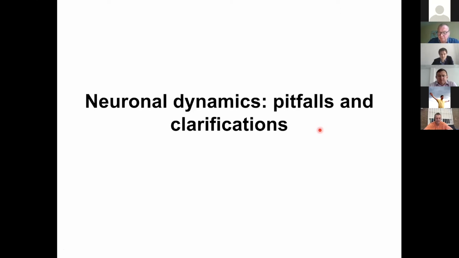So the word dynamics is used in various ways in neurophysiology. So the most general meaning is that this is something changing in time. But more recently, neuronal dynamics started to be used in some specific way, and I will talk about this.